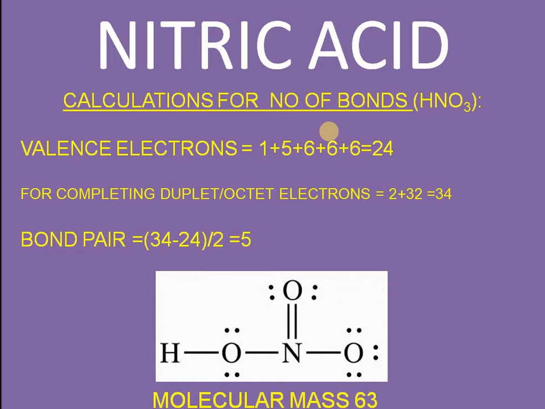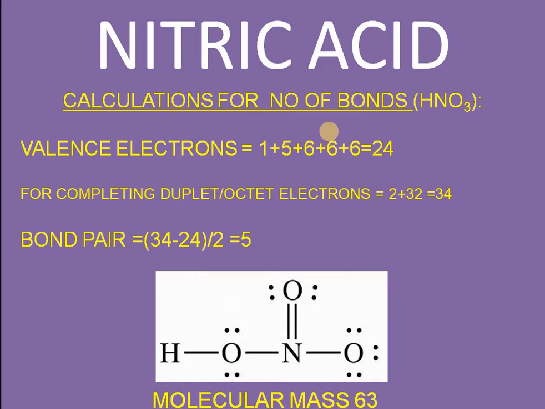Now let us start with the topic nitric acid. You know that the molecular weight is 63, formula is HNO3. So how to calculate the number of bonds? Earlier also I told you the method. Valence electrons we have to count first: hydrogen having 1, nitrogen having 5, and 3 oxygen 6 each. So the total number of valence electrons is 24.